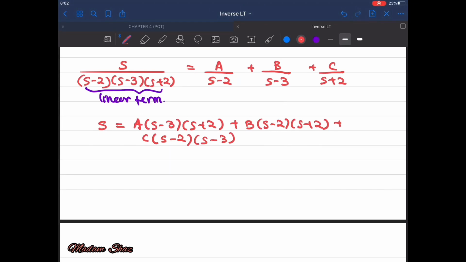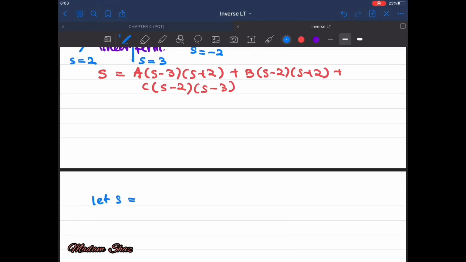value of s. By referring to the first bracket here, s − 2, s equal to 2, so that the first bracket will become 0. For the second bracket, the suitable value of s is equal to 3. For the last bracket, s + 2, the suitable value of s is s equal to negative 2. Let s equal to 2. So substitute s equal to 2 into the equation that you have created before this.